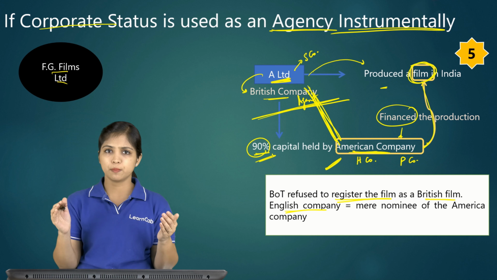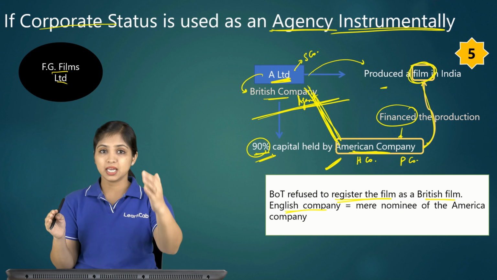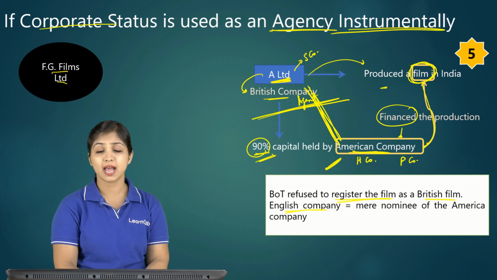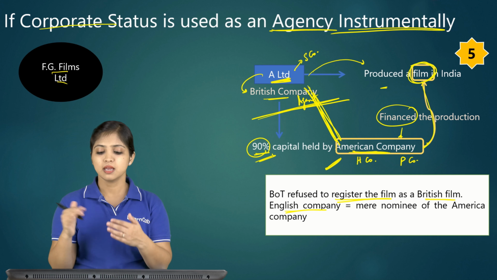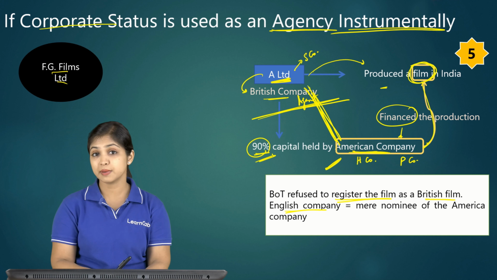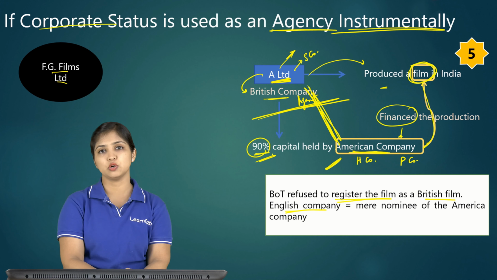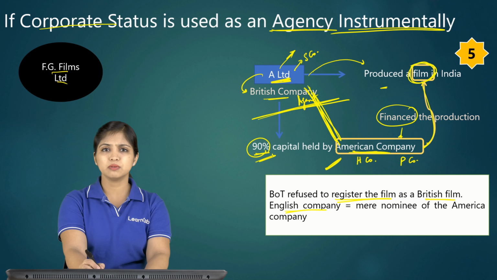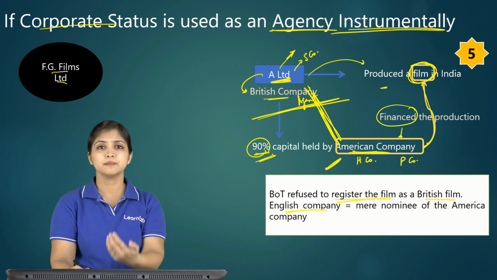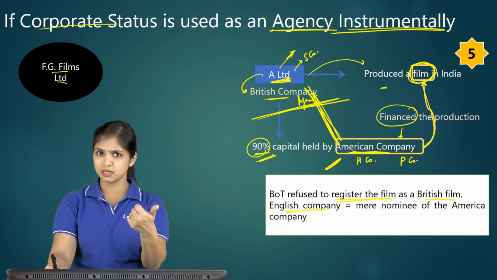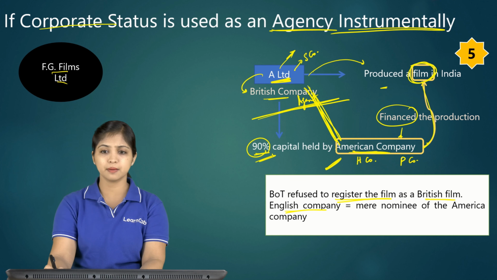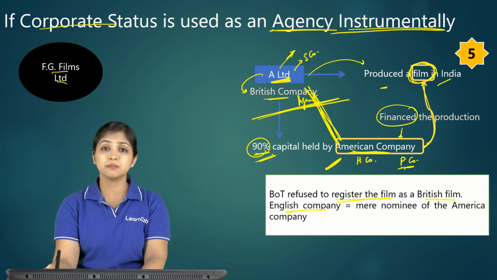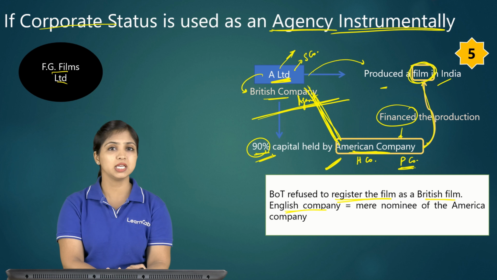So they've lifted the corporate veil. The corporate veil was lifted, and A Limited and the American company were treated as if they are one and the same person, and the film was registered only as an American film, even though A Limited was the one who made the film. Why was it done? Because the court said A Limited will be treated as an agent of the American company, because number one, entire shareholding held by the American company, and also film produced by the American company. So it's as if the American company is the principal and this British company is the agent.